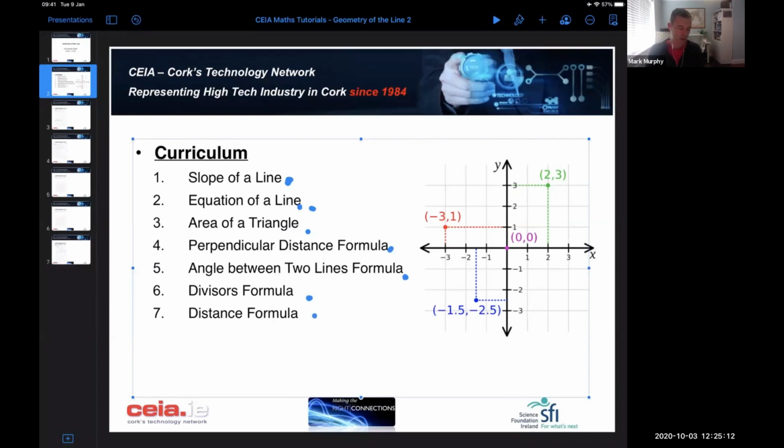I knew the slope of the line. I knew how to use the slope of the line equation, the slope-intercept equation, and basically manipulating slopes and perpendicular slopes. So guys, that's it.